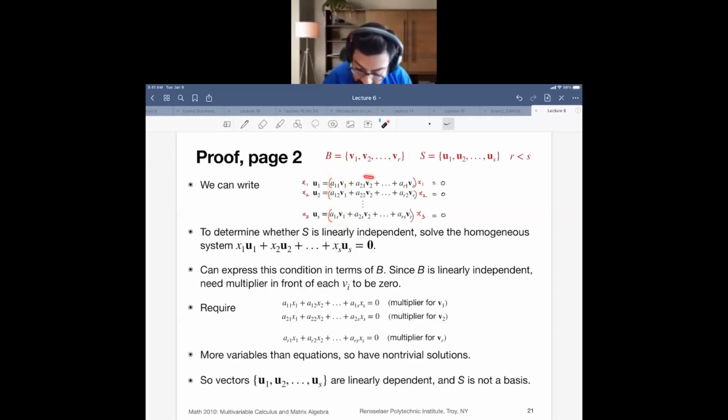If you look at V2 here, the multiplier for V2, what do you have? A21x1 plus A22x2 and so on up to A2s xs here will also go to 0. So right, that's right there over here. And then so on up to the last one.